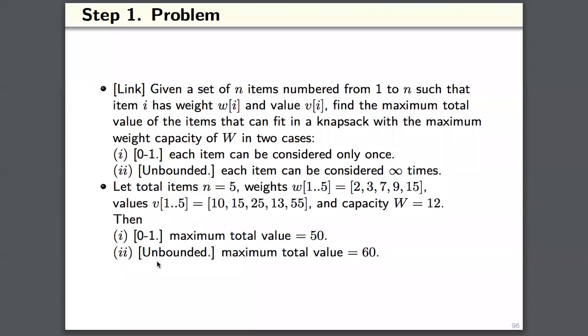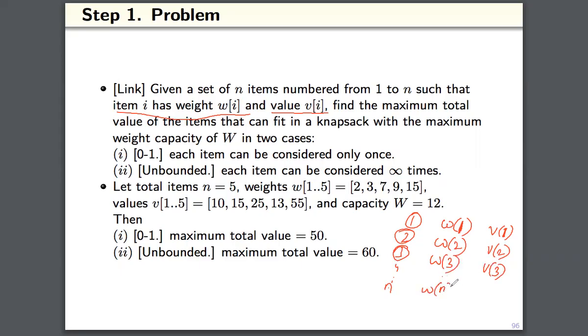Given a set of n items numbered from 1 to n, such that item i has weight W of i and value V of i. That means the first item has weight W of 1 and value V of 1. The second item has W of 2, V of 2. The third item, W of 3, V of 3. And so on, up to W of n, V of n.